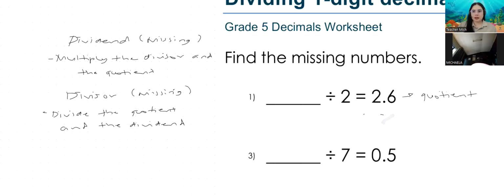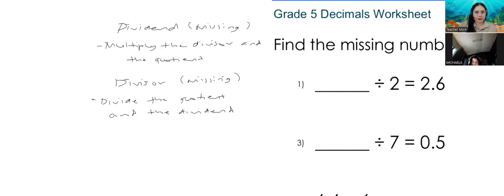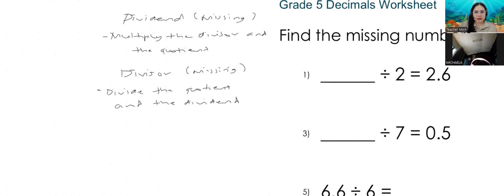So we have this one, Michaela. Can you see what I am writing? Yes. Okay. So let's have this one. I'm sorry for the mess. So we have here blank divided by 2 is equal to 2.6. So Michaela, what is the number that is missing? Is it the dividend or the divisor? Dividend. Okay, very good. So if the dividend is missing, we need to multiply the divisor and the quotient.